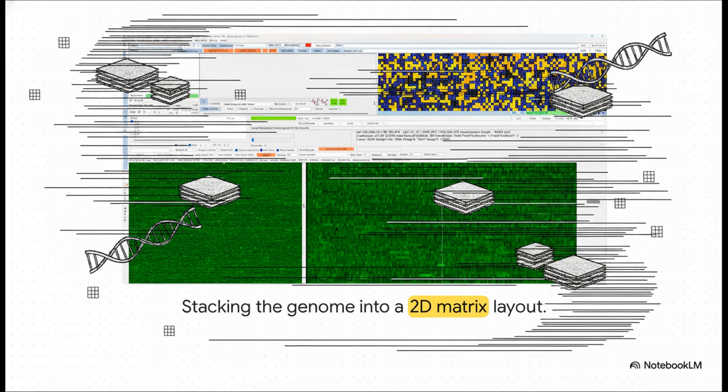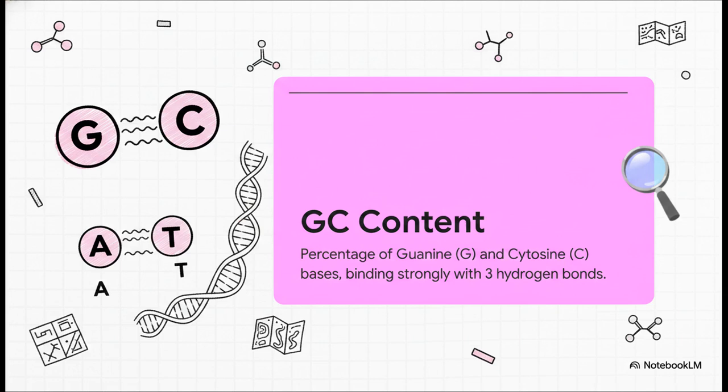Now, to really understand this map, we need a super quick chemistry refresher. GC content refers to the percentage of guanine and cytosine bases in a sequence. Why does that matter? Because G and C bind together with 3 hydrogen bonds, meaning their chemical bond is actually stronger than the 2 bonds between adenine and thymine. This specific chemical makeup literally acts as the fundamental building block for the visual terrain we're about to explore.